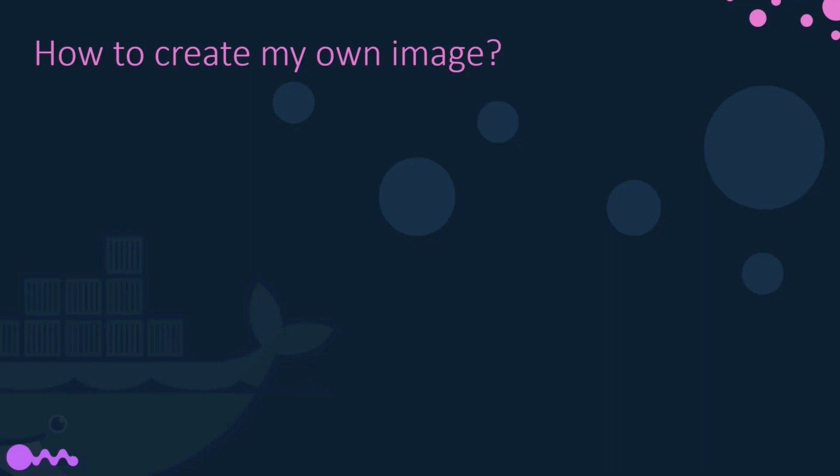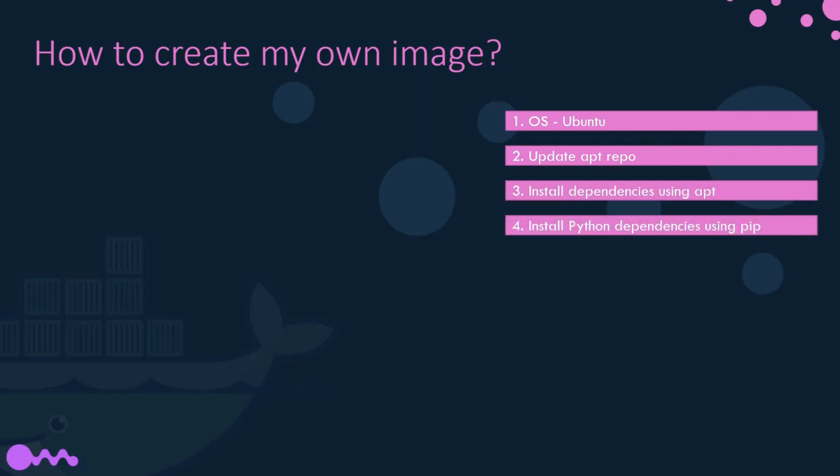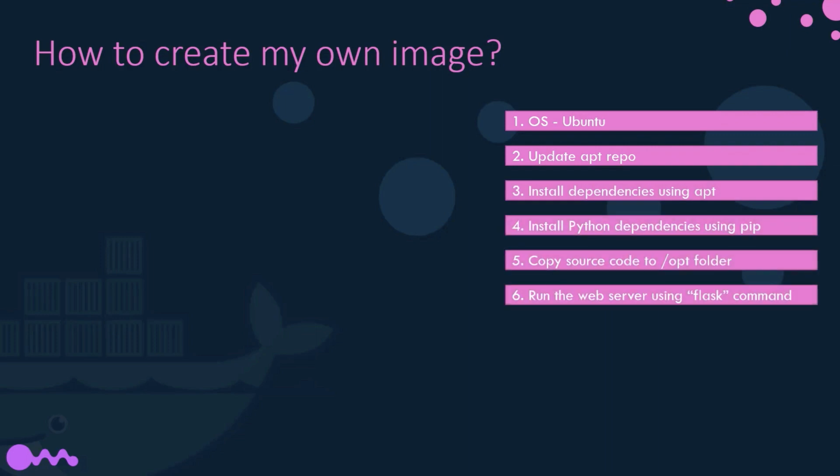We write down the steps required in the right order. I'm creating an image for a simple web application. If I were to set it up manually, I would start with an operating system like Ubuntu, then update the source repositories using the apt command, then install dependencies using the apt command, then install Python dependencies using the pip command, then copy over the source code of my application to a location like opt, and then finally run the web server using the flask command. Now that I have the instructions, create a Docker file using these.